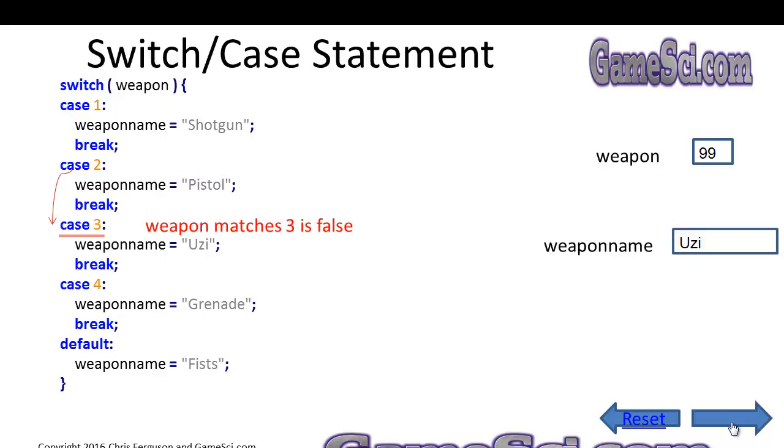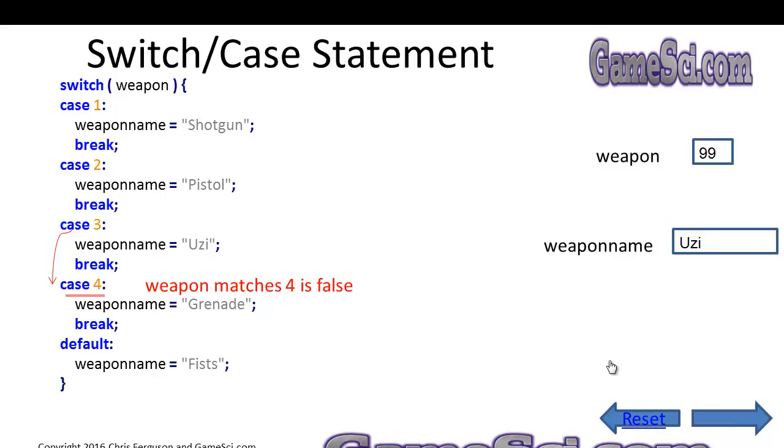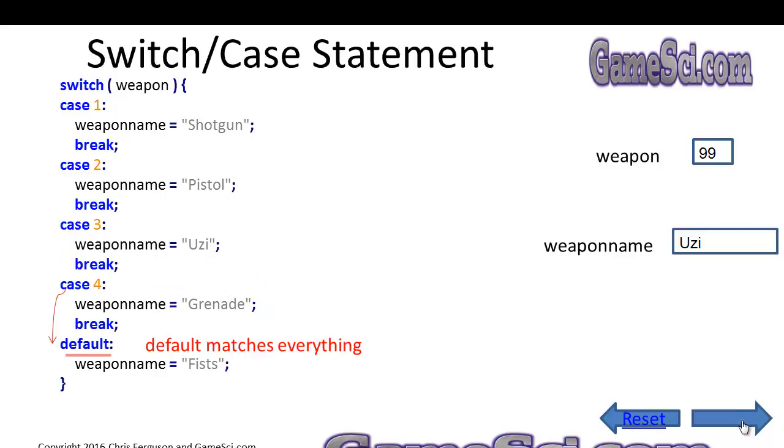99 still does not match case 3. So what happens? It tries case 4. It's just going to go down the list, testing weapon to see if it matches any of these cases. And in this case, 99 does not match case 4. So this is a false statement. We are going to fall through to the next case, which gets us to the last case, which is called the default.